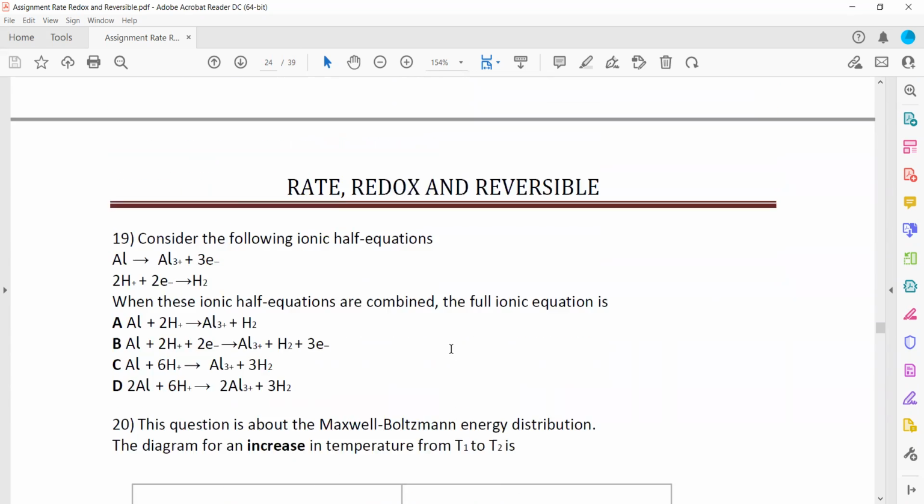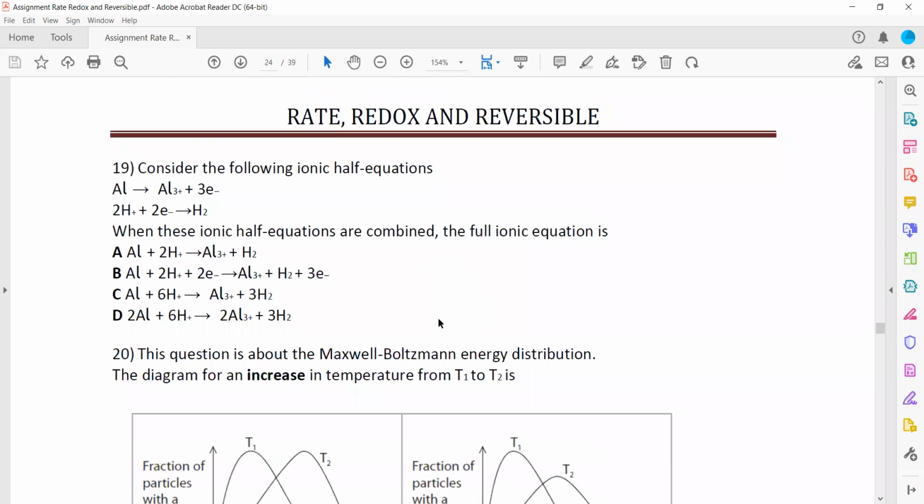In question 19, consider the following ionic half equations. Which of these ionic half equations are all combined into a full ionic equation? Whenever you want to write an ionic full equation, you should make the number of electrons the same. This is 3 and this is 2, so we should multiply this equation by 2 and multiply this equation by 3.